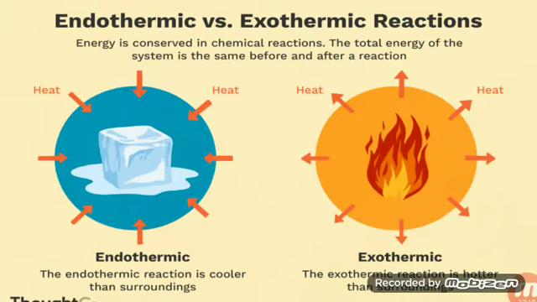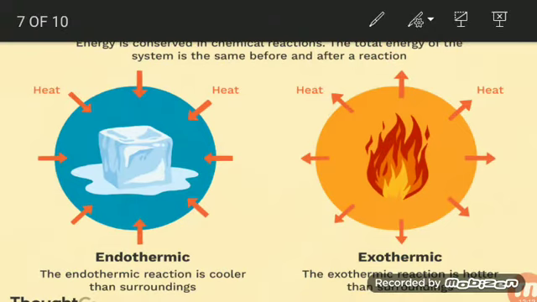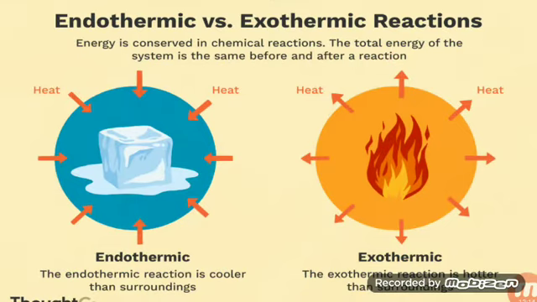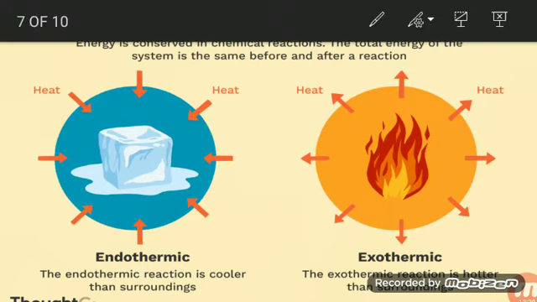Now let's move to the next slide, that is endothermic and exothermic reactions. Energy is conserved in chemical reactions. The total energy of the system is the same before and after a reaction. Here we can see that the endothermic reaction is cooler than surroundings and exothermic reactions are hotter than surroundings.